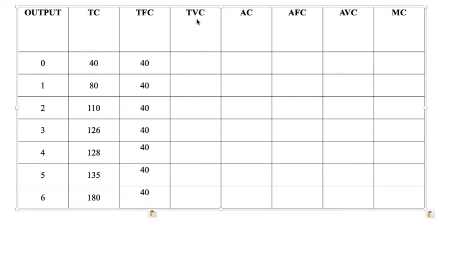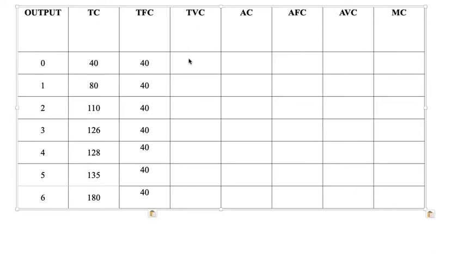Now we have total variable cost here, right? We know total cost is equal to total fixed cost plus total variable cost. This is the formula for calculation of total cost. And hence how are we going to calculate the total variable cost? It will be total cost minus total fixed cost, isn't it? So TVC, total variable cost, is equal to total cost minus total fixed cost.